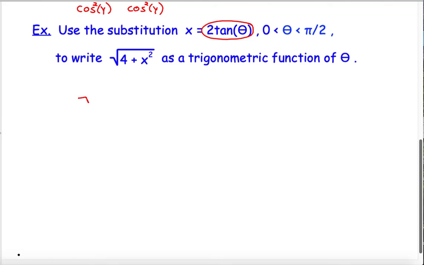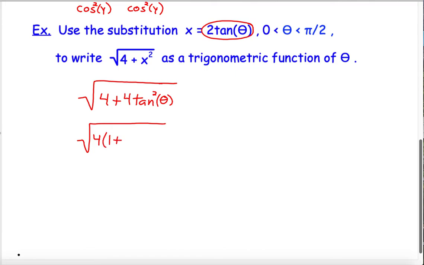So I'm going to take that square root of 4 plus x squared, and I'm going to replace x with 2 tangent theta. So when I square it, I'm going to get 4 tangent squared theta. Now what do I do? Well, we're adding stuff, so I could factor a 4 out of the two terms, and I'll have 1 plus tangent squared, and all of a sudden, ding, ding, ding, that looks familiar. Now the square root of 4 is 2, so I can bring that out of the square root. 1 plus tangent squared, that's one of our Pythagorean identities, that's equal to secant squared.